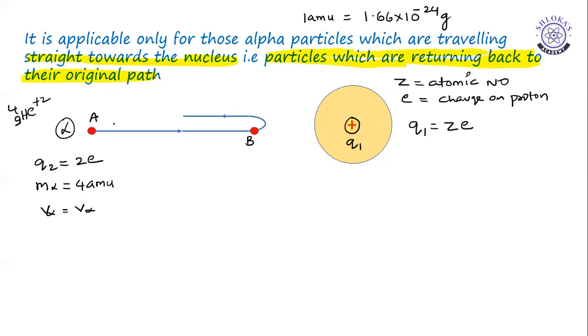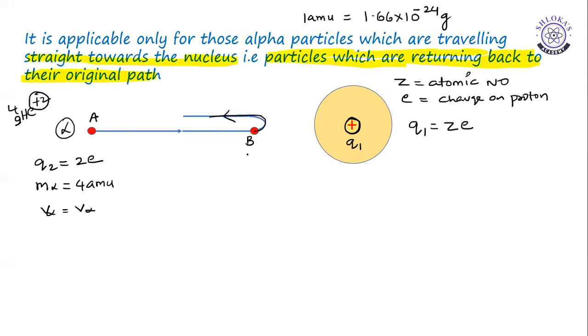Now it is projected towards the nucleus. Tell me one thing: can the alpha particle touch the nucleus? No. Why? The alpha particle has positive charge, and the nucleus also has positive charge. We have discussed in the properties of charge that like charges repel, opposite charges attract. These are two like charges which repel, so the particle comes up to point B, and from point B it returns back on its original path.